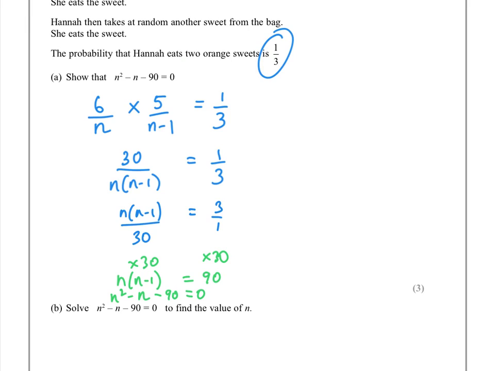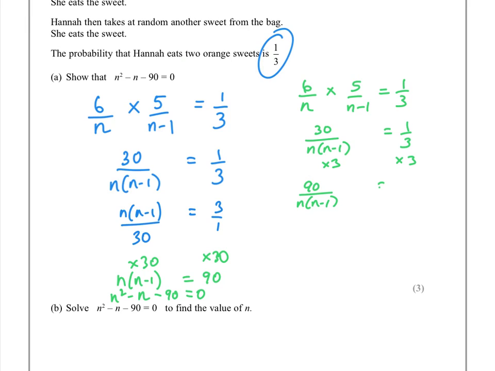Another thing is, once you get to here, so that's your first orange sweet, this is a probability for your second orange sweet, you can just do the same thing. And if inverting, i.e. finding the reciprocal of both sides, worries you, then just times both sides by 3 first, and you can have 90 over n minus 1 is equal to 1, and then just times both sides by n minus 1, and that will give you 90 equals n minus 1, so 90 would be n squared minus n, and then just take 90 from both sides, and there we have it.